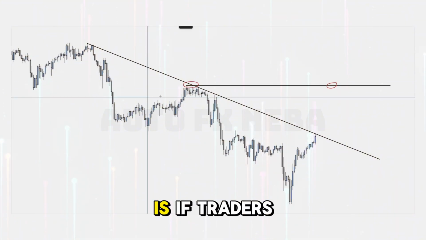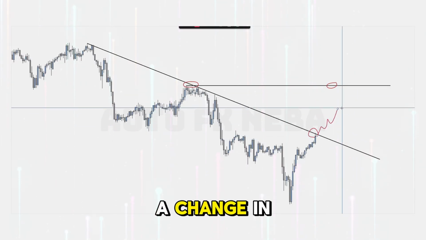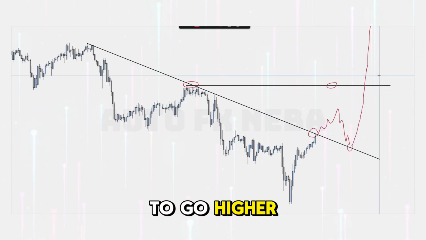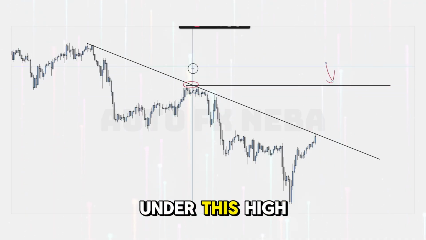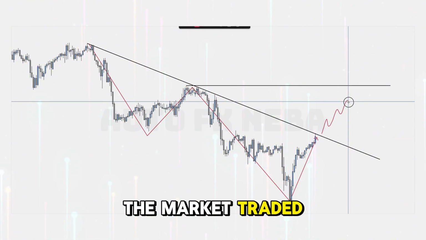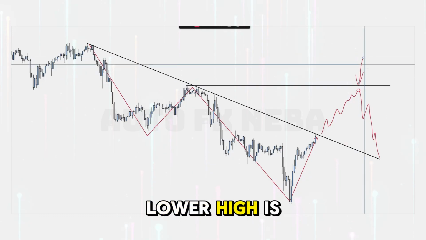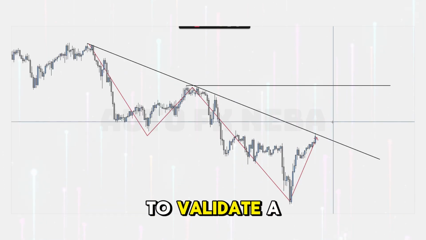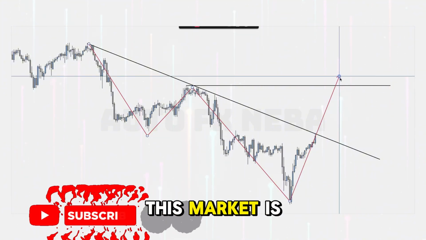The other problem is, if traders are seeing this as the trend and they see a break as a change in the trend, they may end up buying a retest of this trend line, expecting the market to go higher, when realistically, as we now know, the market is still bearish under this high here, okay? So even if we get a trend line break, and even if the market traded all the way up to this point, it still remains bearish because the significant lower high is still intact. It has to break above the previous structural point in order to validate a change in the trend. It must do this, otherwise this is still a bearish market, and buying into this market is just not going to work.